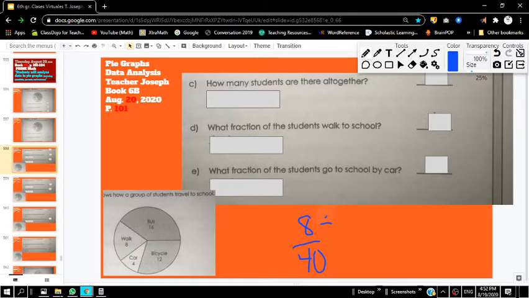If I divide 8 and 40 by 8, that's going to give me 1/5. So that should be 1/5 of the students walk to school.